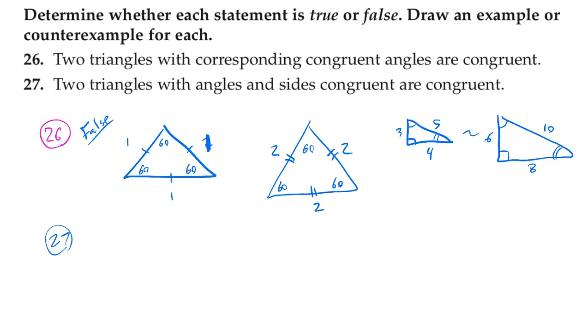So 27 says 2 triangles with angles and sides congruent are congruent. Now, this is actually false because you need to get that the order matches. So for example, let's say we have something like 2, 3, and 4, or let's not even put numbers, because if we put numbers, we could use trig to actually find all those angles. So let's say we just have a triangle, and we say here's 1, 2, 3 marks, okay, and here's another one with 1, 2, and 3 marks. So all those sides match, they all line up.